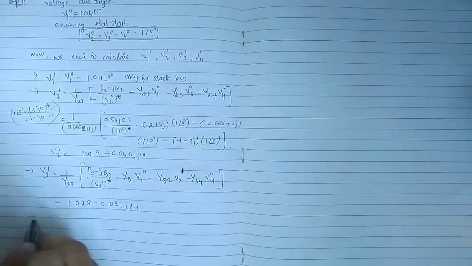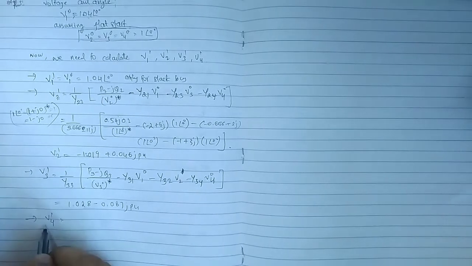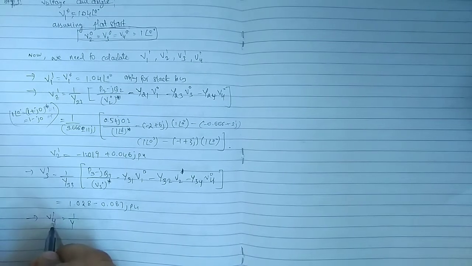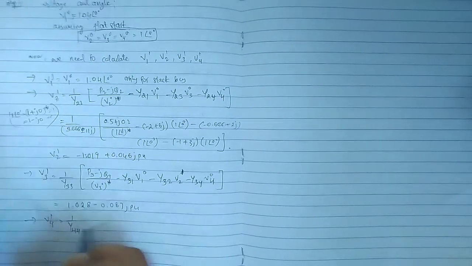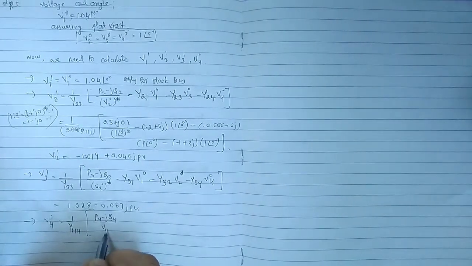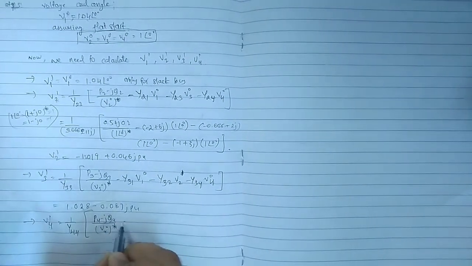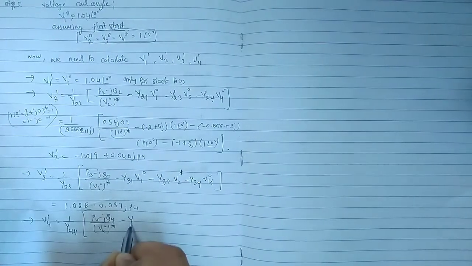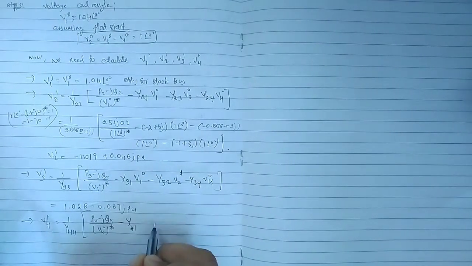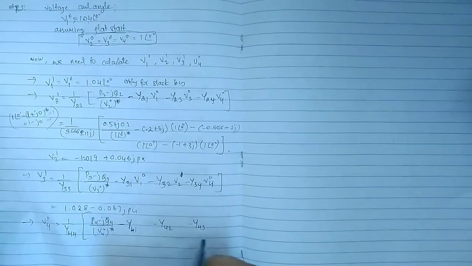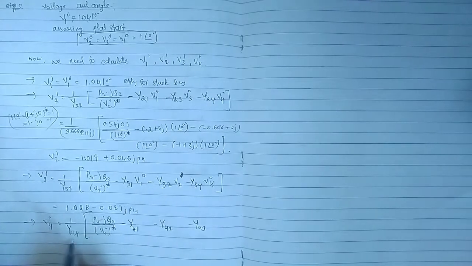Now similarly, we need to do for Y44. V4 of 1 means we are at the fourth bus, fourth diagonal element Y44, divided by V4, (P4 minus jQ4) divided by V4 whole conjugate, minus of. Now we are at the fourth bus only, therefore fourth bus elements are Y41, minus of Y42, minus of Y43. Next Y44, we already have Y44.